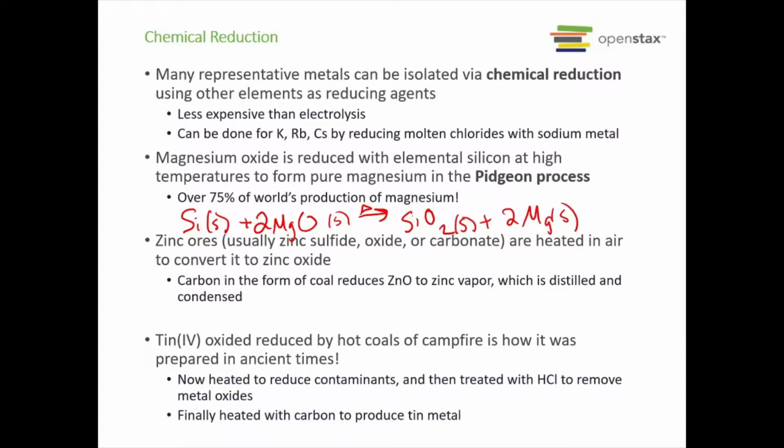And this accounts for over 75% of the world's production of magnesium, especially in China is where a lot of this is done. And what's interesting is this is actually not a favorable reaction for thermodynamics, but the magnesium actually comes off as a gas. So then what ends up happening is this gas, we're able to remove it, and because we're removing a product, Le Chatelier's principle comes into account and pushes the reaction to keep going in the forward direction.